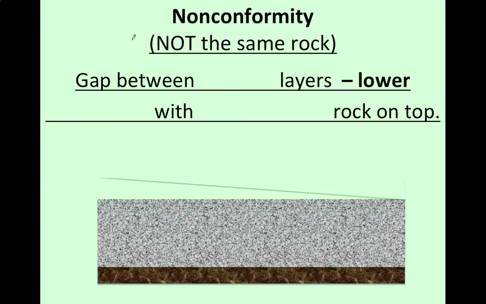The second type of unconformity, this is called a nonconformity, and I always think about the phrase not the same rock when I think about a nonconformity. I still am seeing a gap between 2 layers, but now those 2 layers, the lower one is igneous. So I have a granite or basalt underneath. This has to be my igneous rock. And then once the erosion comes in, I end up with a sedimentary rock on top.